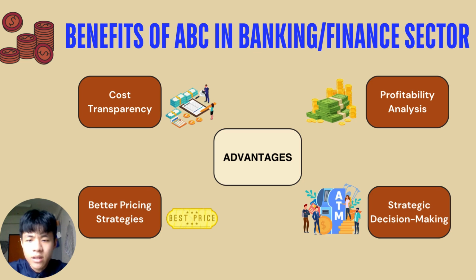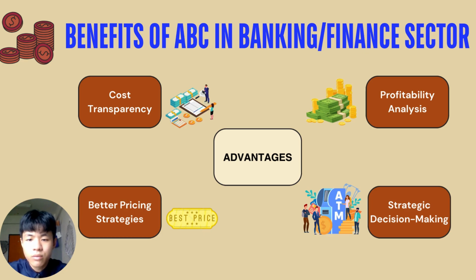And the next one is profitability analysis. By linking cost to specific customer segments or products, institutions can assess which are the most profitable and which may require adjustments. And the third one is better pricing strategies. ABC provides insights and helps the institution design more competitive and fair pricing structures based on the actual cost.